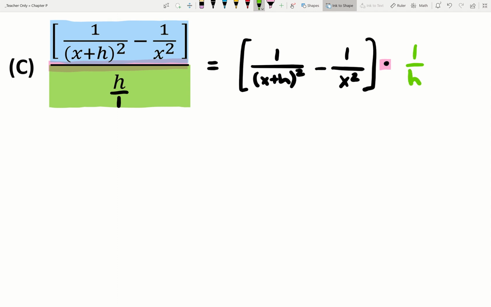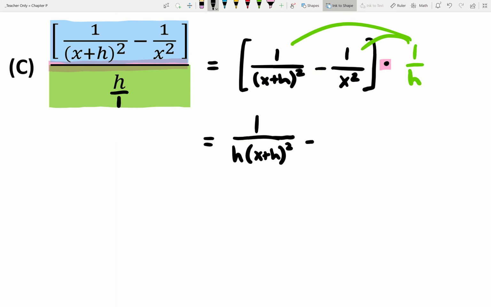Okay, and the reason I'm performing that step first is because now that's something that I can go ahead and distribute into both. So now I can go ahead and rewrite this as 1 over h times the quantity x plus h squared, and then minus 1 over h times x squared. All right, and now if I'm trying to find a common denominator, it looks like both of these denominators already have the h, but they are missing the other factor. Okay, so I might just go ahead and introduce that.